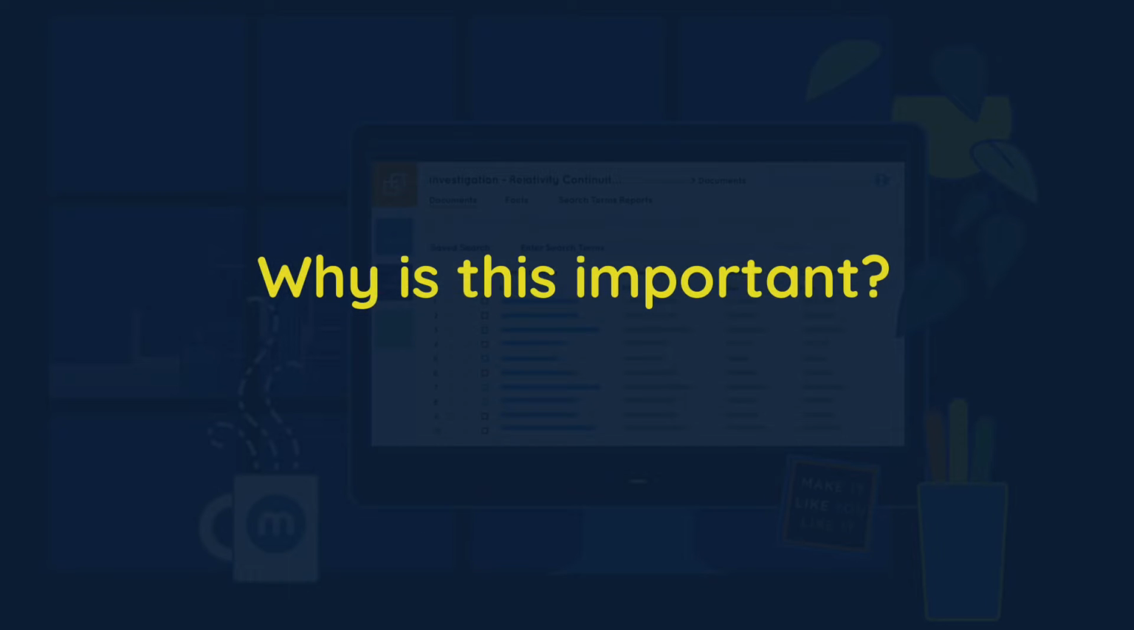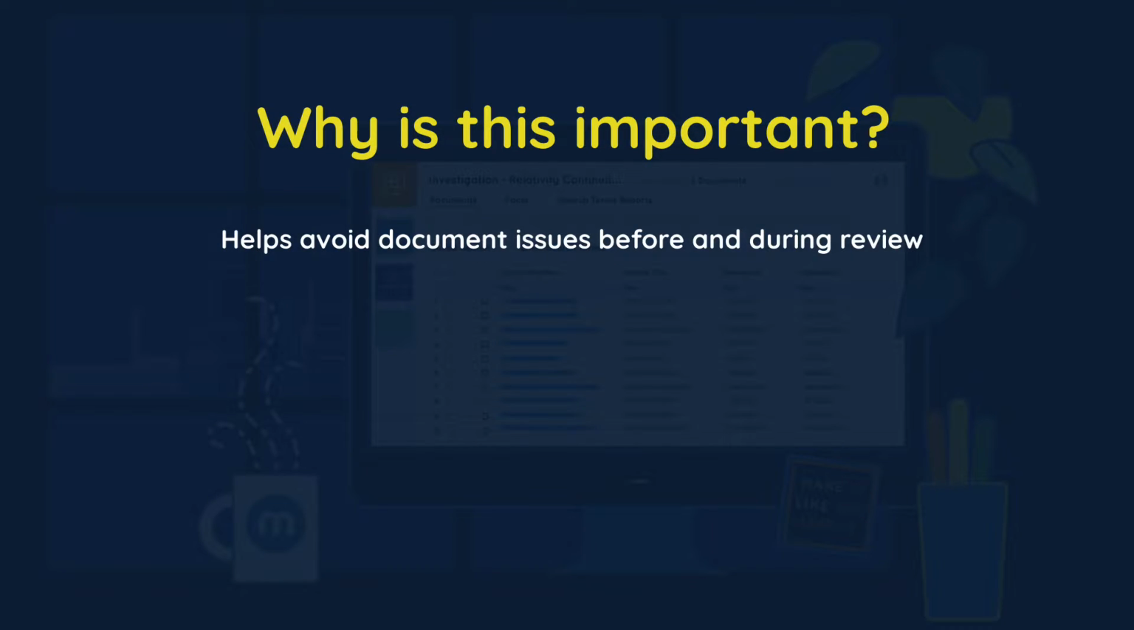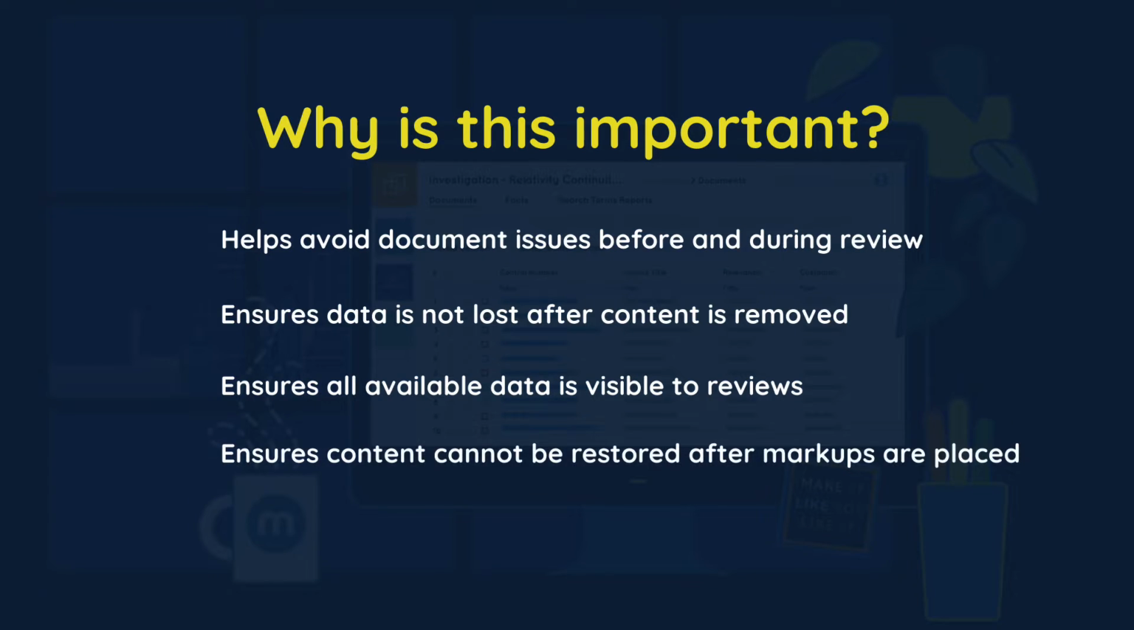Why is running this mass action important? Running this mass action prior to review will help identify document issues ahead of review and help reviewers avoid running into any errors during review. Additionally, this mass action will ensure that data is not lost after content is removed from a document, that all data is visible to reviewers, and that content cannot be restored after markups have been placed on a document.